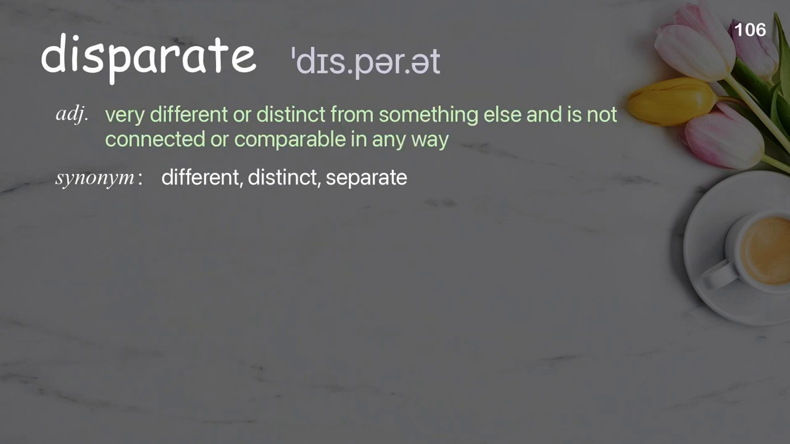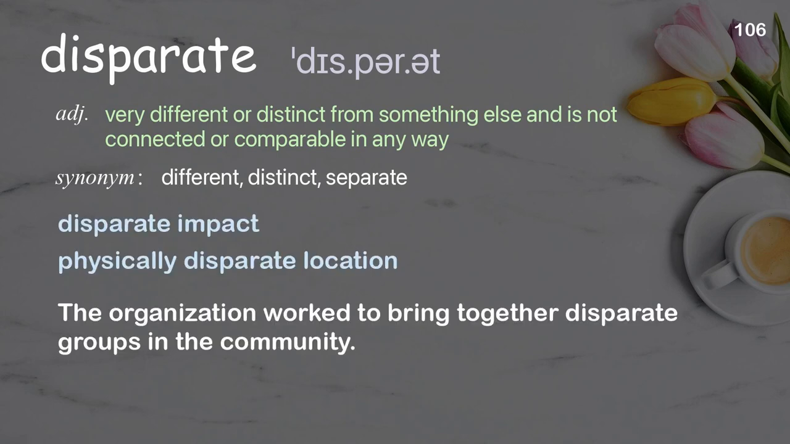Disparate. Very different or distinct from something else, and not connected or comparable in any way. Examples: disparate impact, physically disparate location. The organization worked to bring together disparate groups in the community.